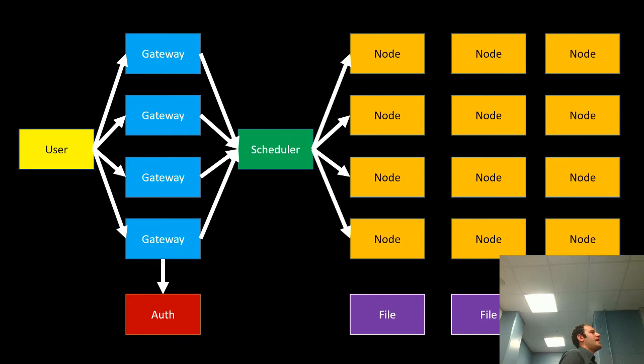So this is a basic diagram of how a supercomputer works. When you do the terminal commands, what happens is you're interacting with one of these computers over here. Those are the gateways.